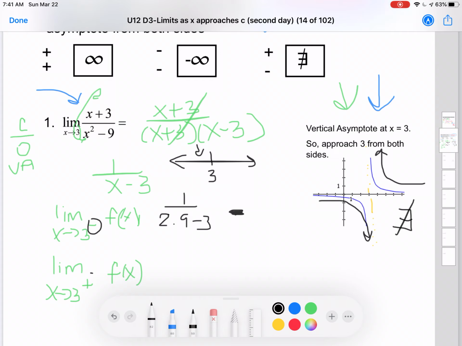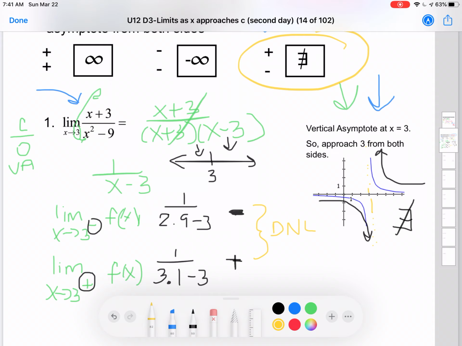I don't care what the number is. Now let's take the limit to the right of 3. Well, to the right of 3, I'm just going to be a tiny bit bigger than 3. So 1 over, how about 3.1 minus 3? Now that's going to produce a positive number. So when we wind up with different signs, we know that the limit does not exist. Or you can use the symbol.